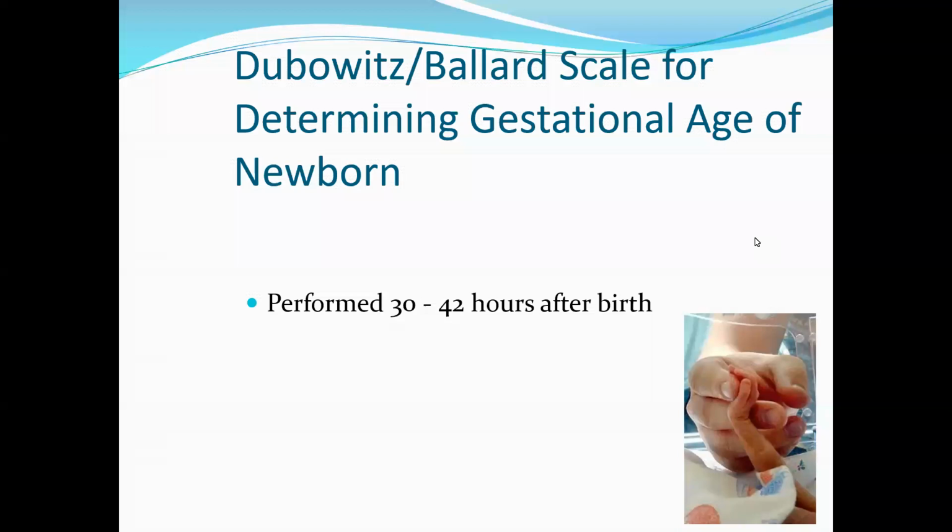So according to what mom might say, you know, her last period was in January and it's now August. Is the baby really eight months gestation? So they'll do this test, compare what they find during the testing to what mom said, and see if they're the same. So let me show you the different parts of it.